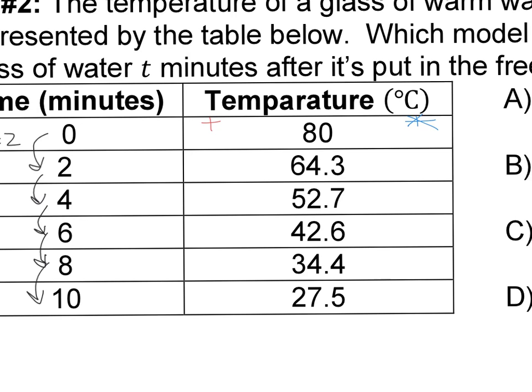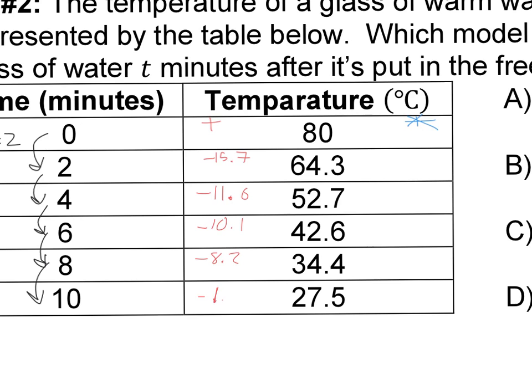And it doesn't look like we're actually adding, right? Or you could say we're adding negative numbers because we're going down. So 64.3 minus 80 is, and I'm just going to write the number right here, negative 15.7. So 80 minus 15.7 is 64.3. And then 52.7 minus 64.3 would give us negative 11.6. And then 42.6 minus 52.7 equals negative 10.1. 34.4 minus 42.6, negative 8.2. And then lastly, 27.5 minus 34.4, negative 6.9.